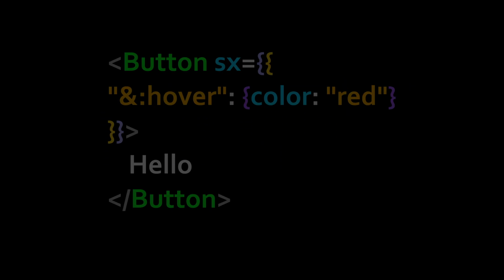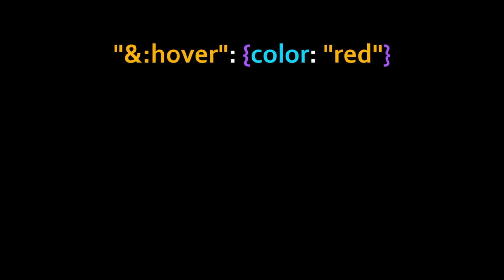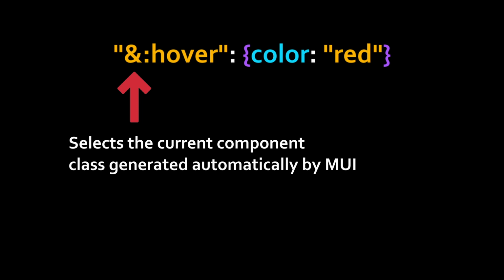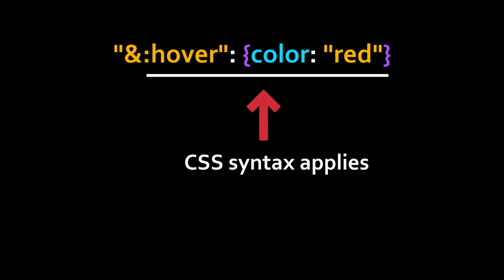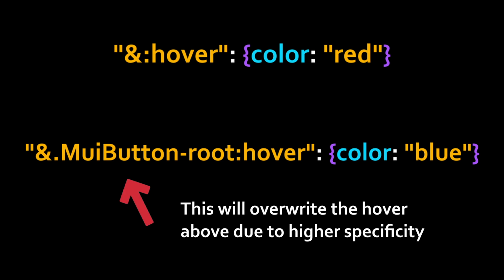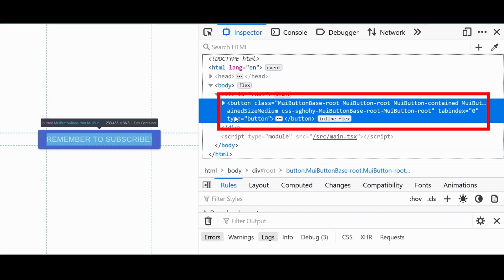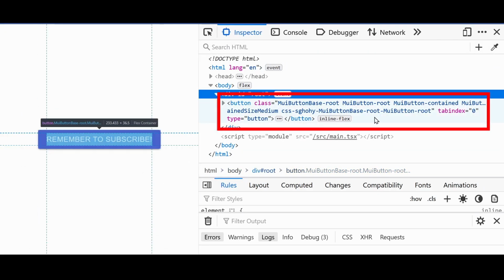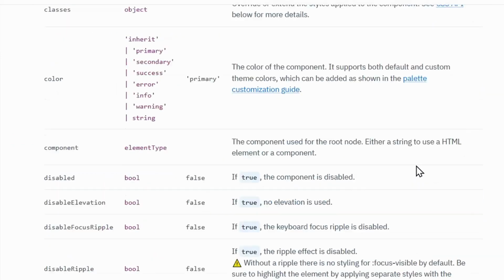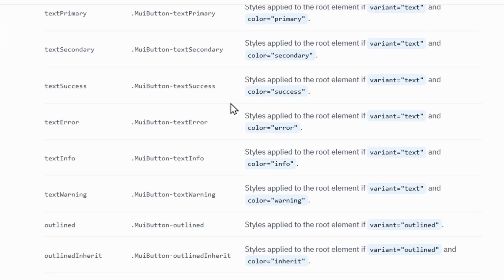You can also target a component state like hover and selected. The ampersand is a selector for the current component, and the rest is what you will do with regular CSS. It is also possible to target the component's class if you want to increase its specificity. If you inspect this button, you will see it has a bunch of auto-generated classes by Material UI. This varies in each component, and you can find the full list on the Components API. This will be useful for another section.